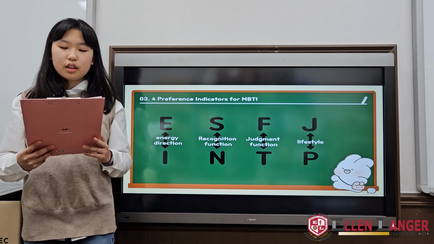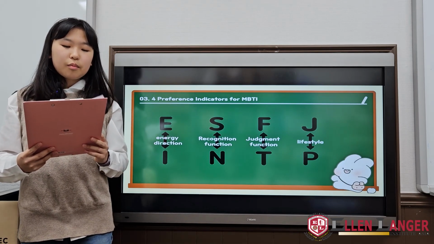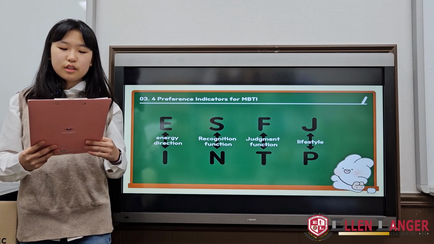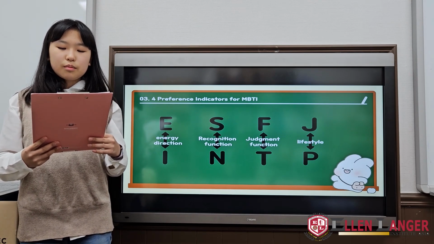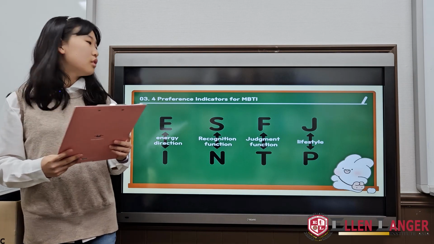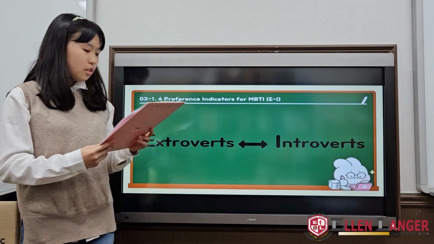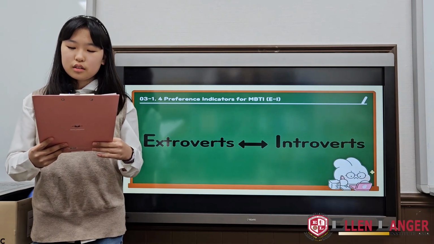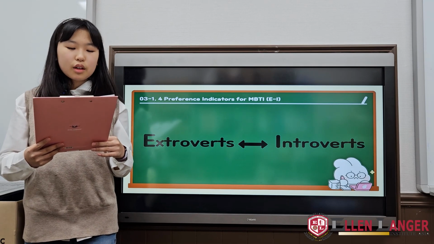4 preference indicators for MBTI. MBTI consists of 4 preference indicators that show differences in individual preferences in attitude, perception, and judgment functions. A. Sometimes they express themselves and organize their thoughts at the same time.